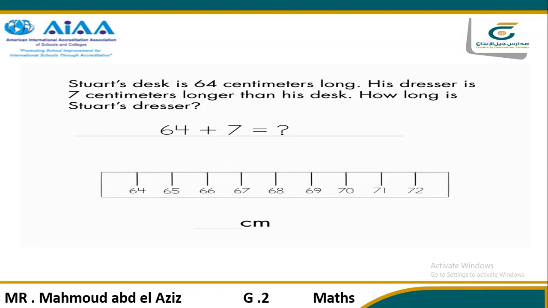Listen and look for other students who draw part of a meter stick to find the unknown measurement. Each mark in their picture represents 1 centimeter. They start at 64 centimeters and count on 7 centimeters to solve. They land on 71. So, Stewart's dresser is 71 centimeters long. These students show that they understand how to use pictures and equations to find unknown measurements in story problems. This prepares students to solve more sophisticated measurement word problems, including addition problems with unknown addends and subtraction problems with unknown subtrahends.